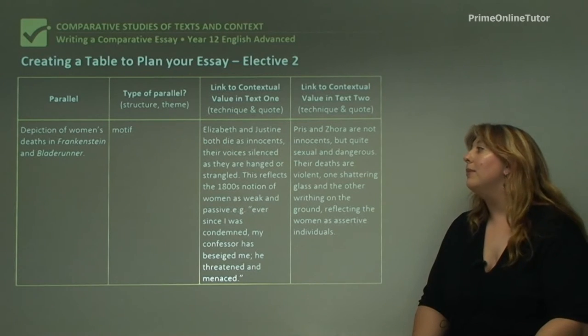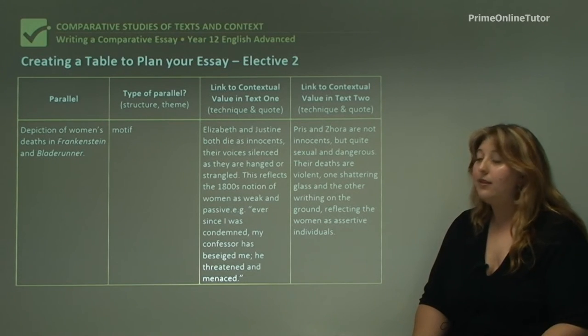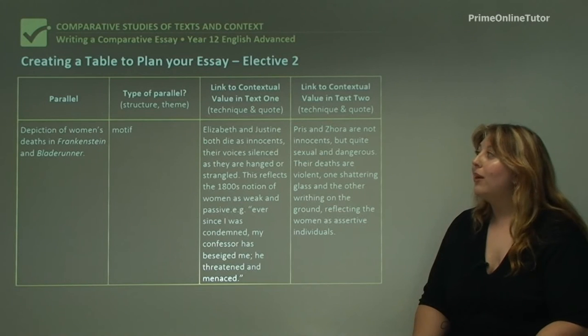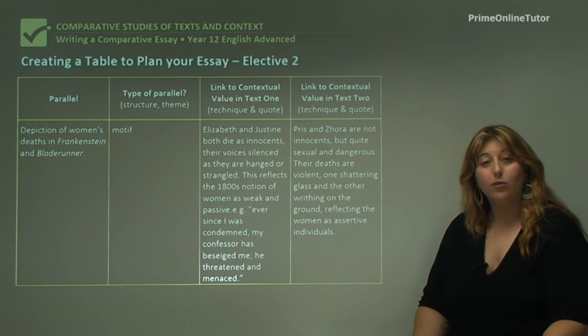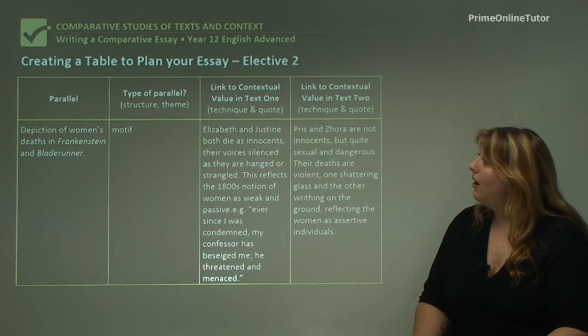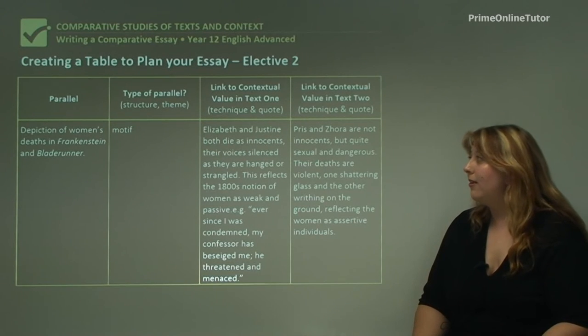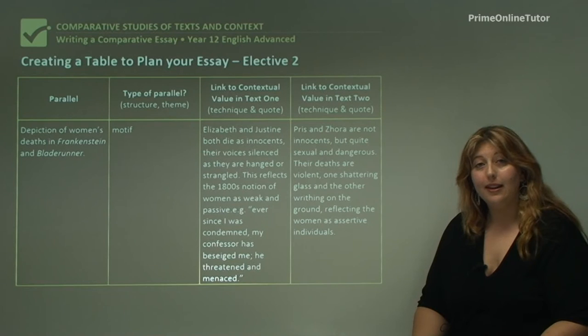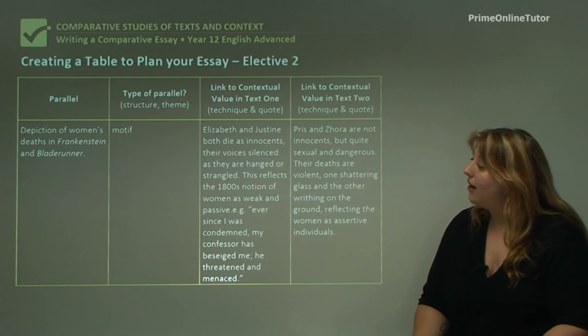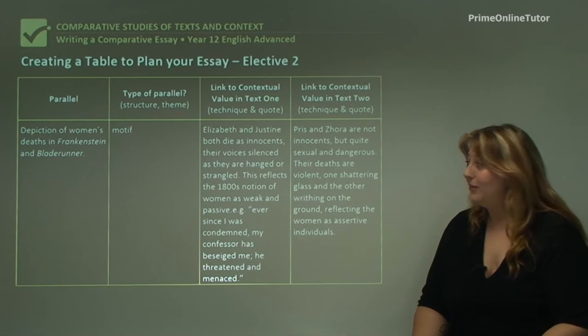So if we're going to look at the parallel of depicting women's deaths in Frankenstein and Blade Runner, we might call that parallel a motif because several women die in both texts. And the example in the first text is Elizabeth and Justine, who both die as innocents. Their voices are silenced as they are hanged or strangled.